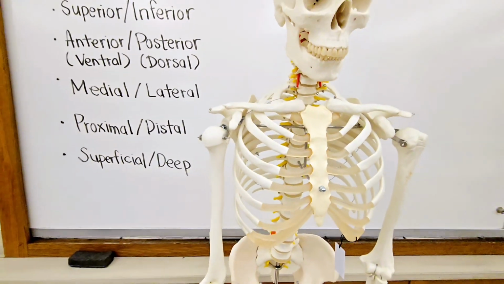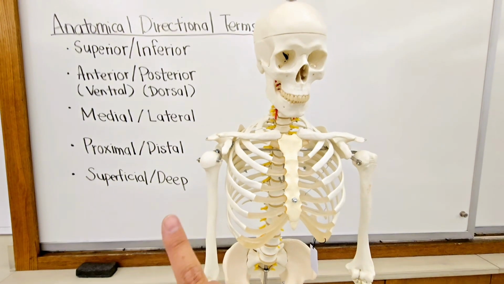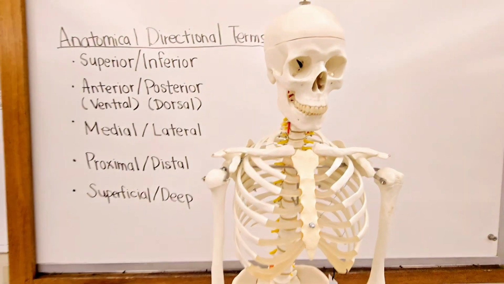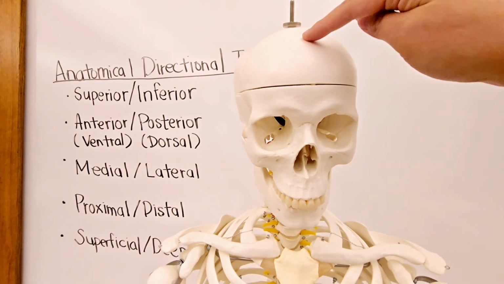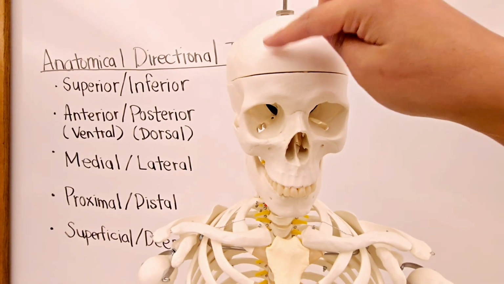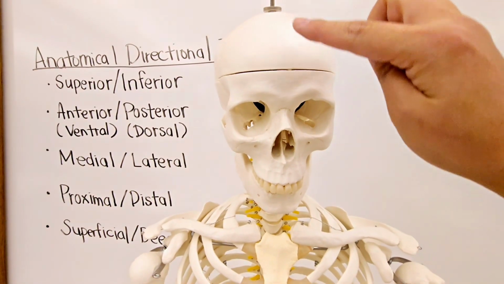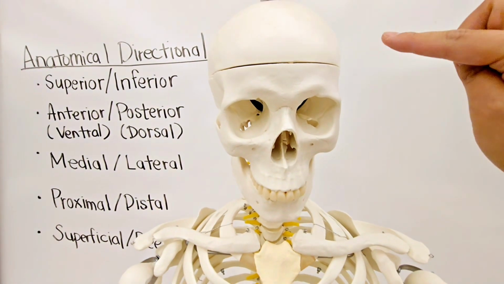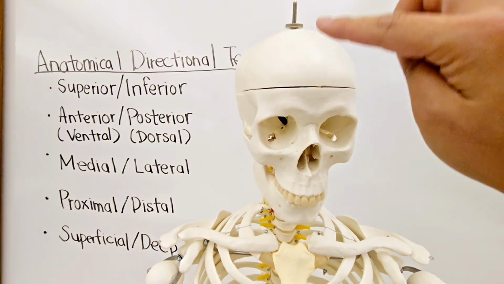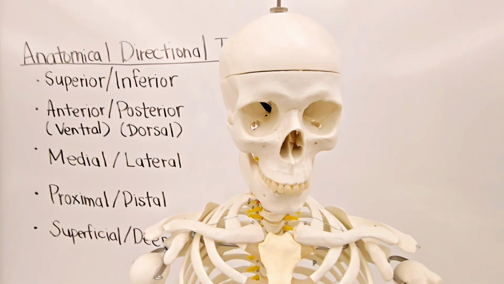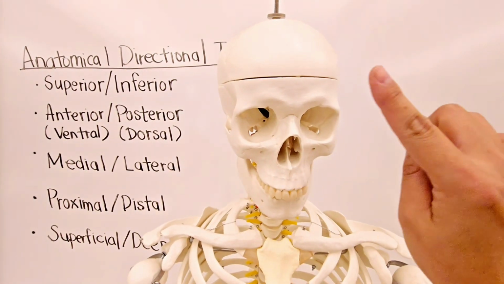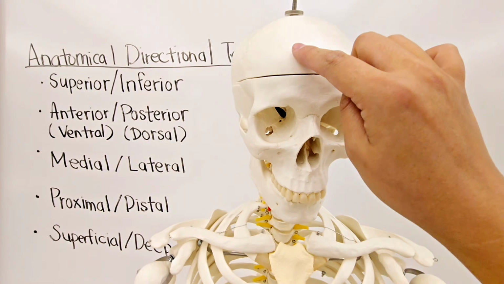Last one, superficial versus deep. This is when we're talking about layers. So let's say we're talking about inside the skull, there's a brain. So we want to relate brain to the skull. We would say brain is inside layer to the skull, which means brain is deep to the skull. Or the other way around, the skull is superficial to the brain.